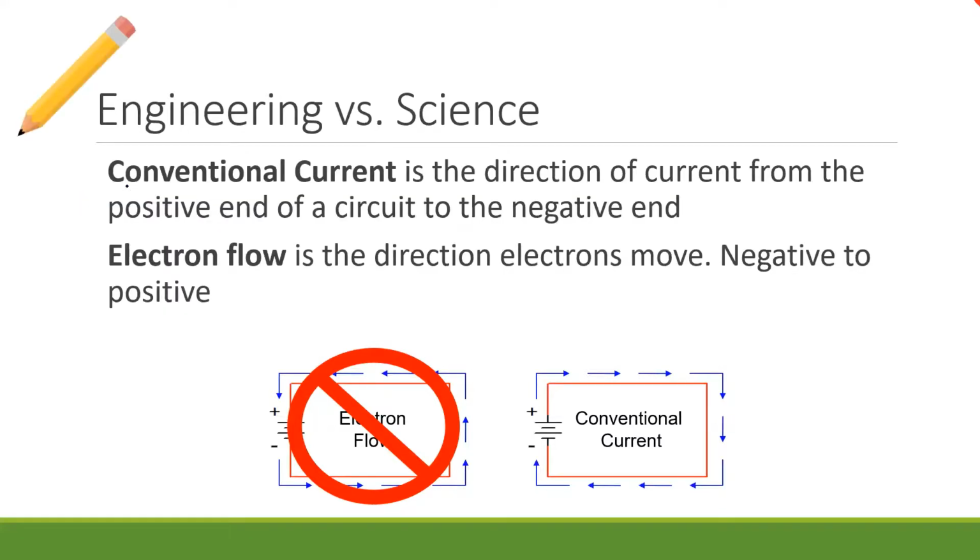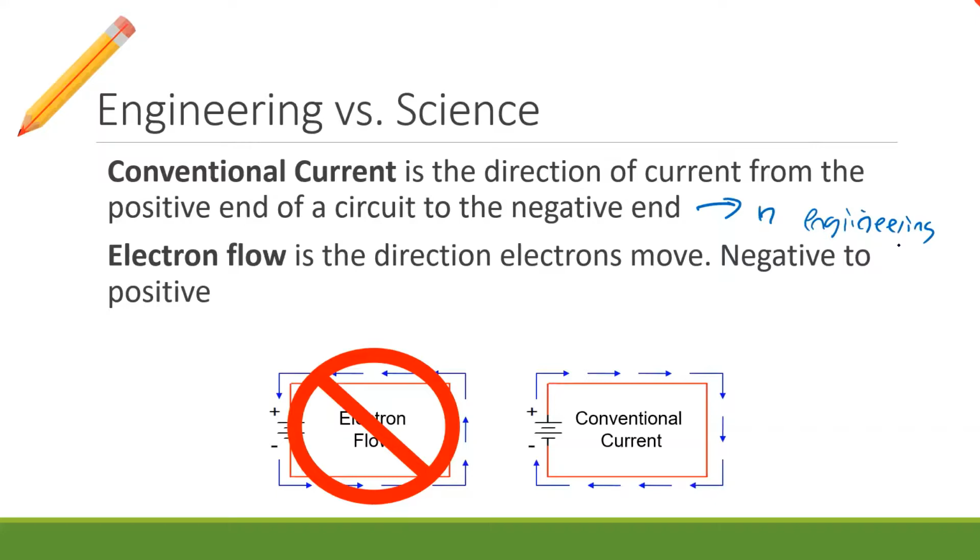So the overall summary here is that conventional current is the direction of current from the positive end of the battery to the negative end. Electron flow is the direction electrons move, from the negative to the positive. We use conventional current in circuits. So in engineering, this is the one that we're going to be using.